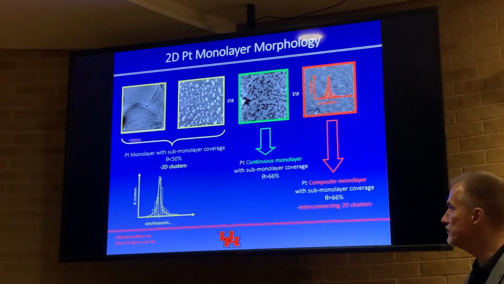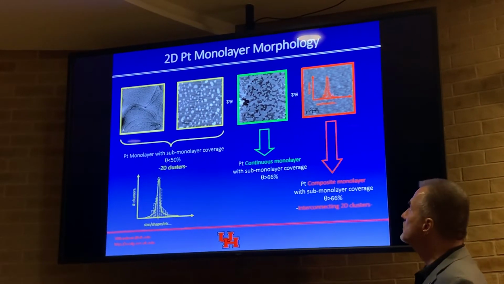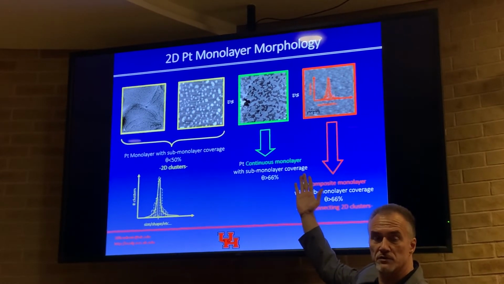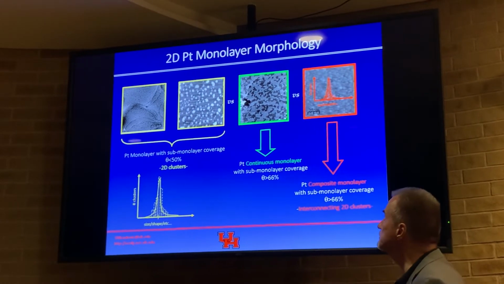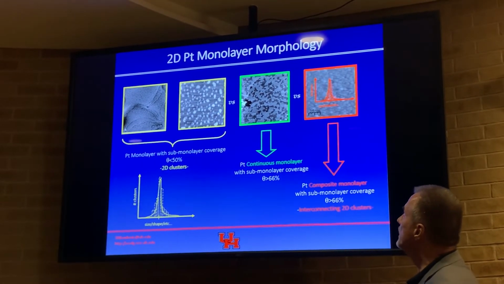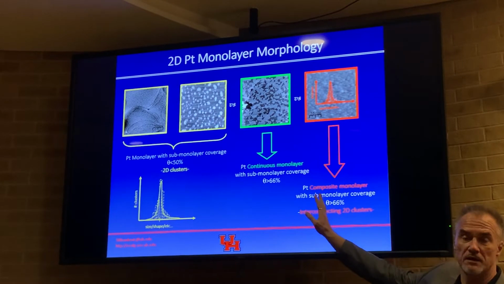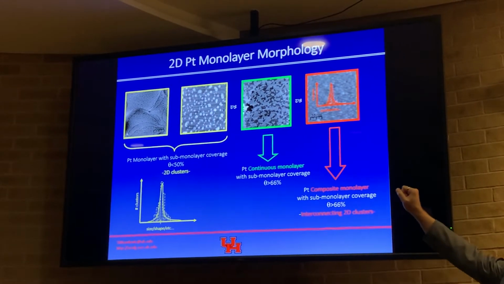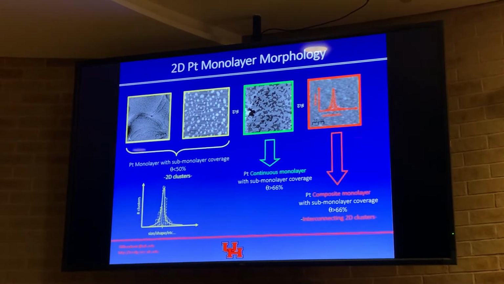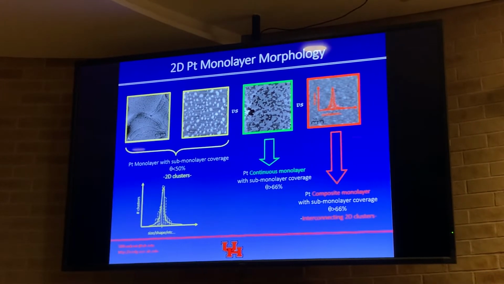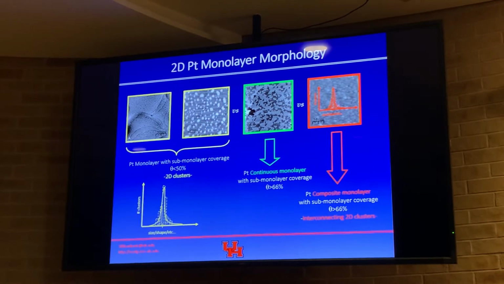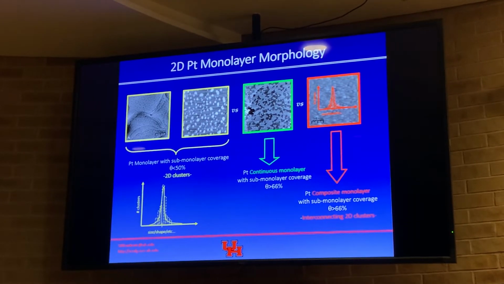Then, if I get a good student, I can show you that you can also get a continuous monolayer configuration of platinum on a substrate if you know what you're doing. But it's still coverage less than 1. And then you can end up with this type of configuration where you have a surface completely covered, coverage 1, but it consists of clusters with certain size and shape distribution. All right.